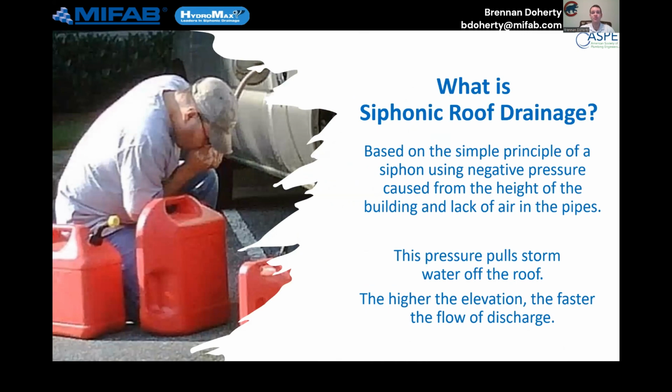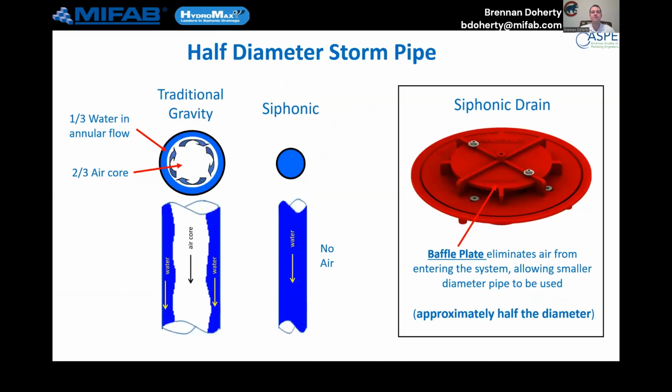In layman's terms, when you were stealing gas from dad's car back in the day, we got that hose primed with fuel. We created a siphon effect. That is exactly what we were doing, except at the roof level. The first major difference you're going to notice, a siphonic system allows us to use roughly half the diameter storm pipe. So where you're running an 8-inch gravity line, it's going to be a 4-inch siphonic.